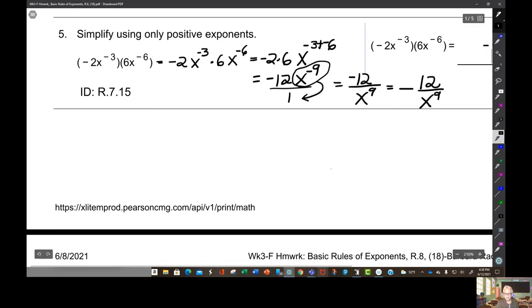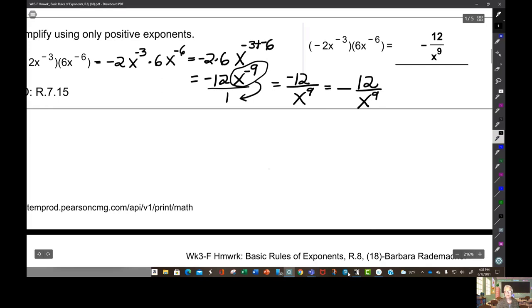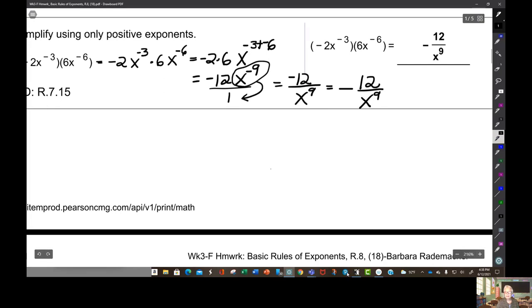There you go. Let's see if my math lab agrees with me. Yes, it does. Notice how we didn't keep the negative sign up on the top. We moved it down in front. Same thing would be true if that negative had been down here. We'd move it up in front.